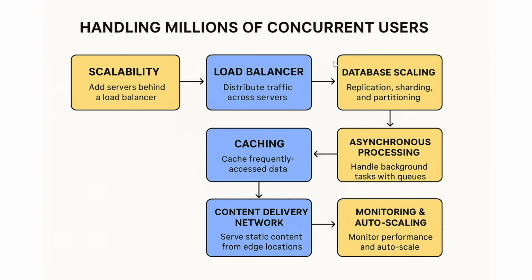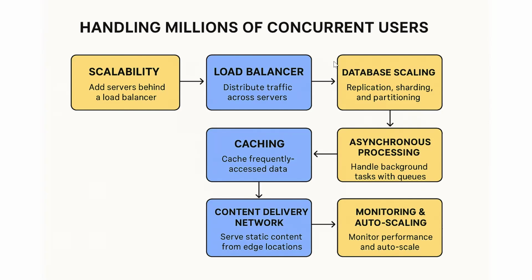Finally, we must not forget monitoring and autoscaling. Tools like AWS CloudWatch, Prometheus, or Datadog help us monitor system performance in real time. With autoscaling in place, when traffic increases suddenly, new servers are automatically added to handle the load. And when traffic decreases, servers are scaled down to save costs.